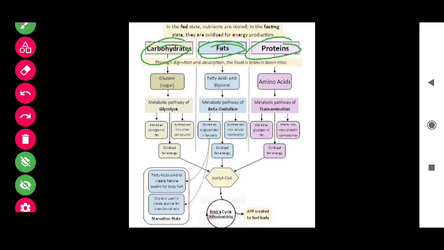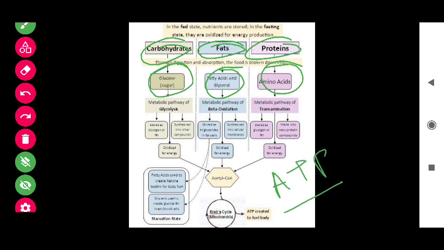The carbohydrates are broken down into glucose, and the fats are broken down into fatty acids and glycerol. These are the small units of fats and carbohydrates, and the small units of proteins are amino acids. Through the metabolic pathways, there are various pathways through which these nutrients are ultimately converted into what? ATP. ATP is adenosine triphosphate. This is the source of energy.